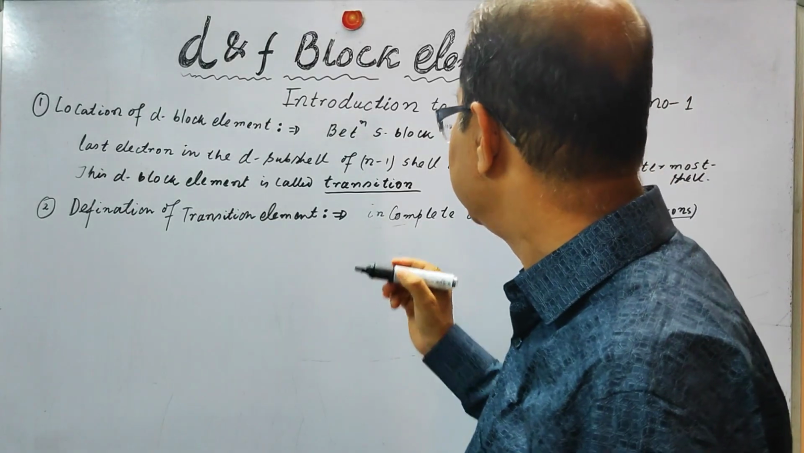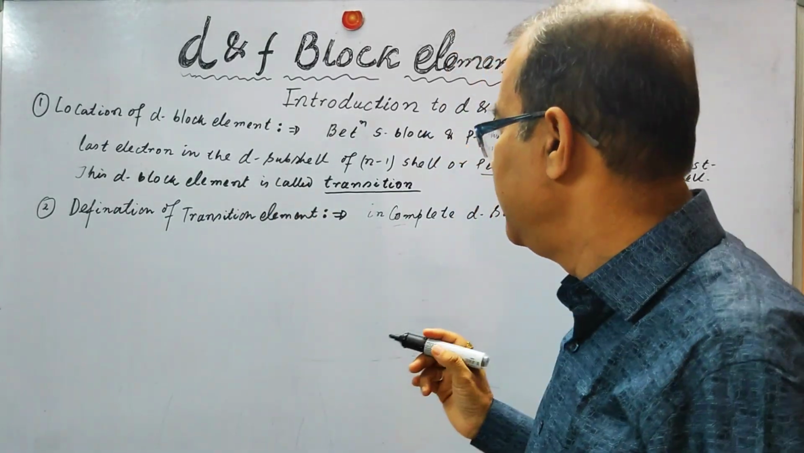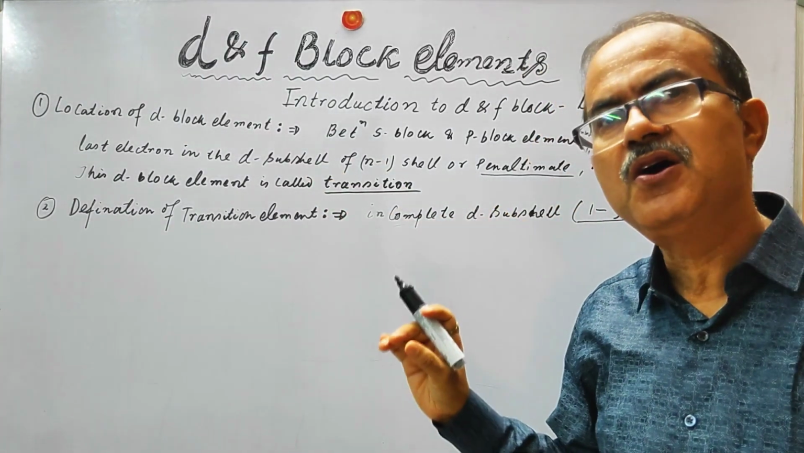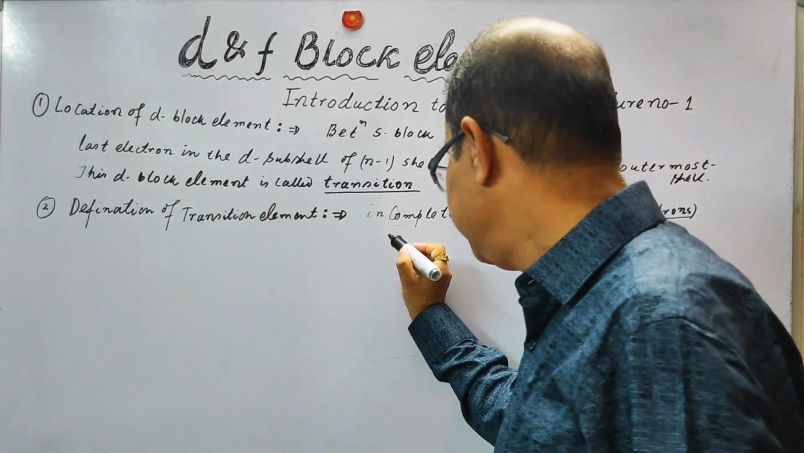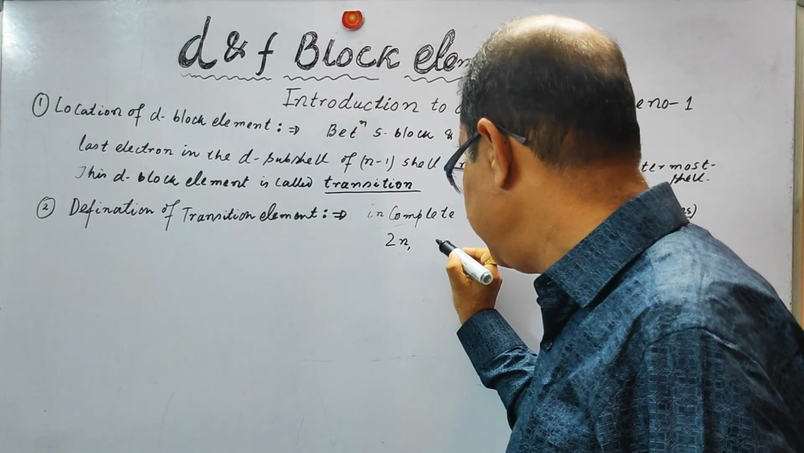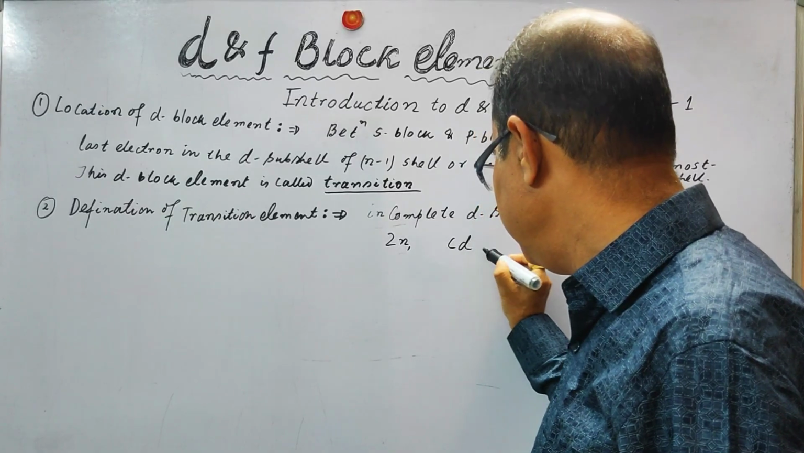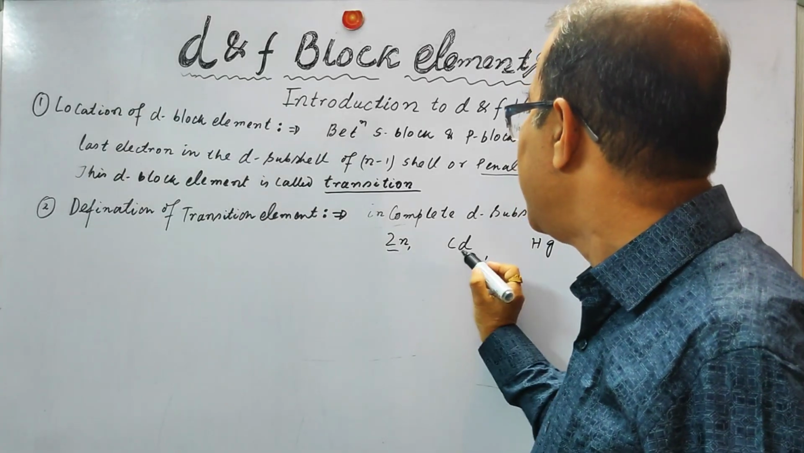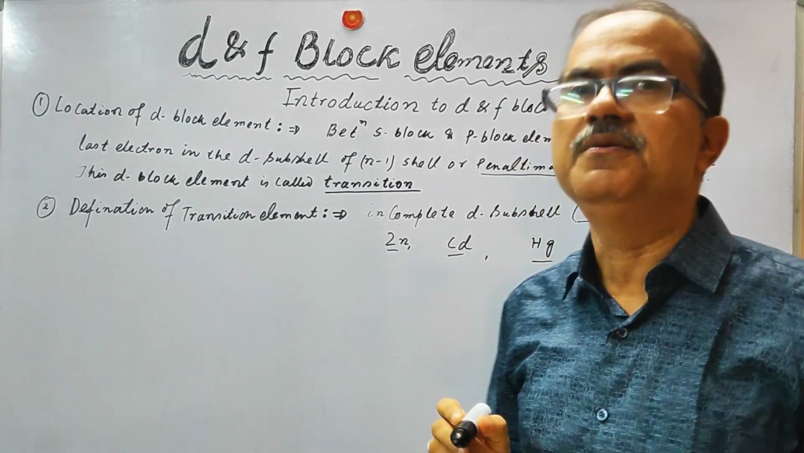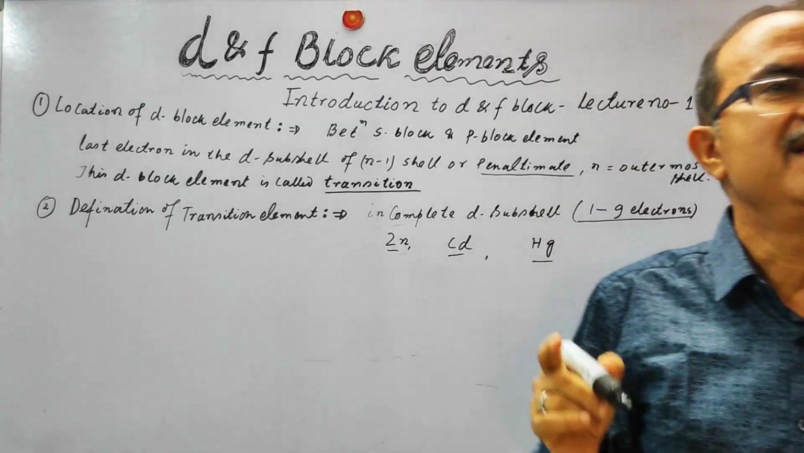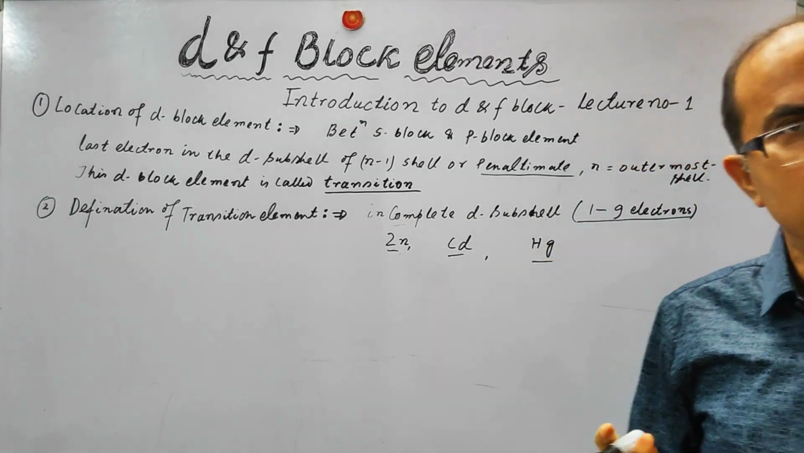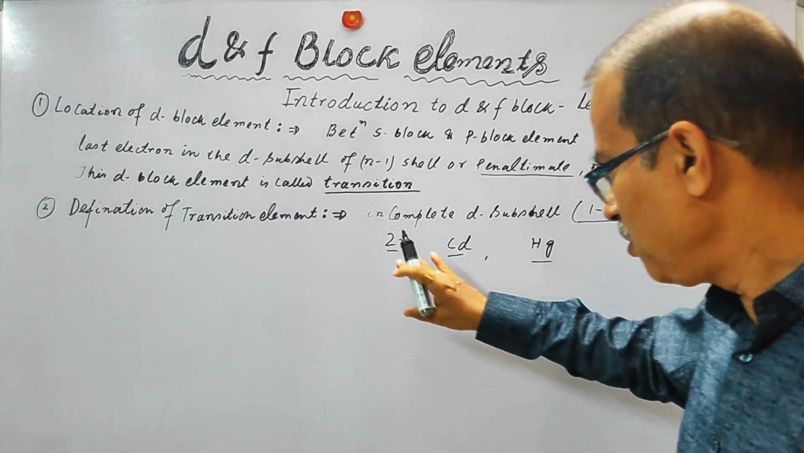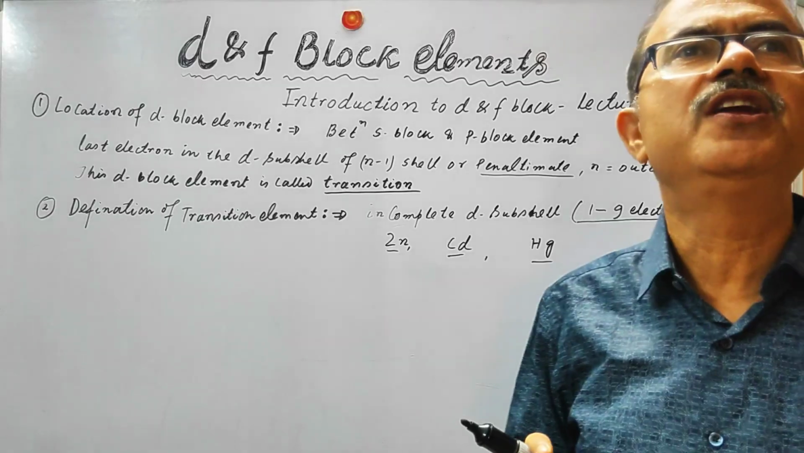But here we can observe the last element of the d-block, if we see the period, that is zinc, cadmium, or Hg. All those are not transition elements, but they exist in the d-block group. They exist in the d-block series, but we will not call them transition elements.